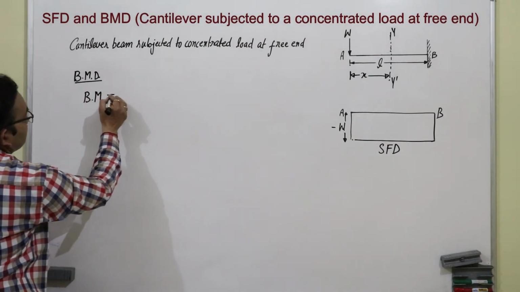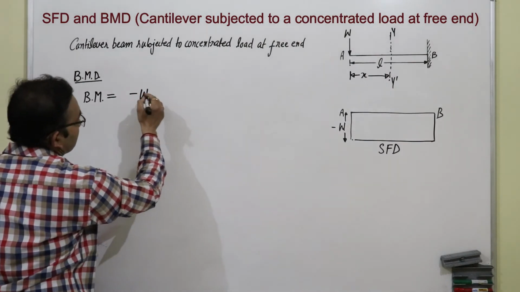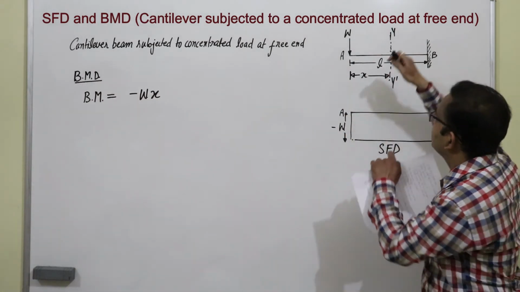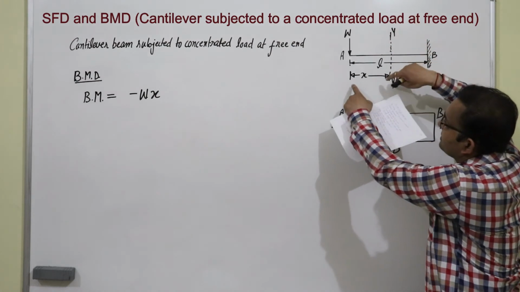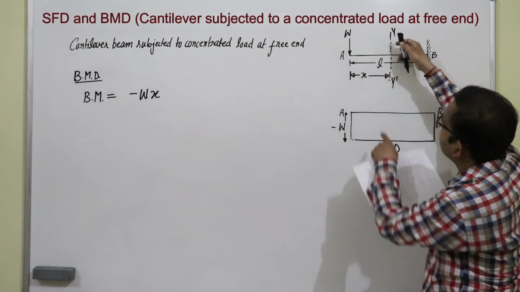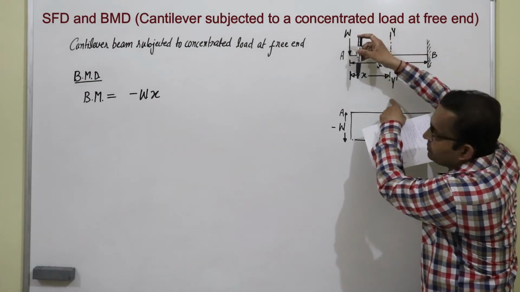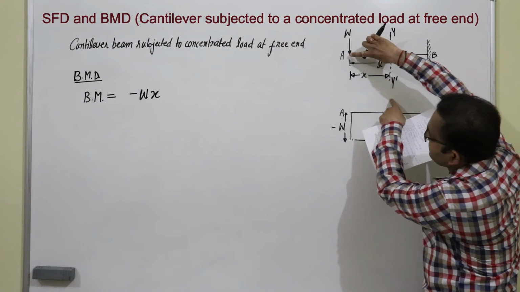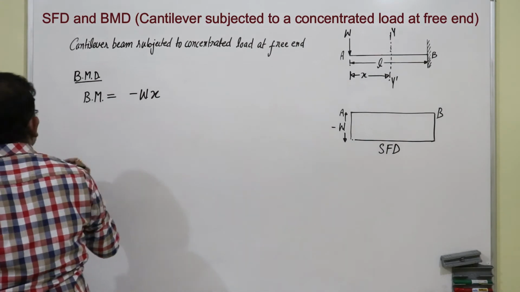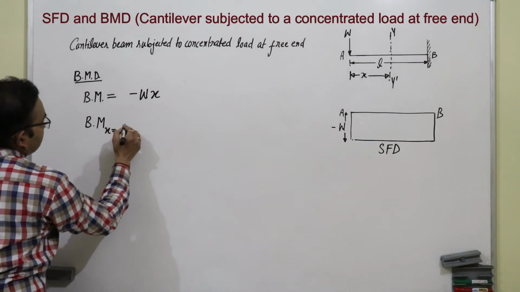Bending moment equal to force, which is W into x. We can see here, this is a section which is at a distance of x from the free end. So, bending moment is force into perpendicular distance from this section. Force is minus W because it is downward, and it is the distance from this section. So, bending moment at x equal to 0.